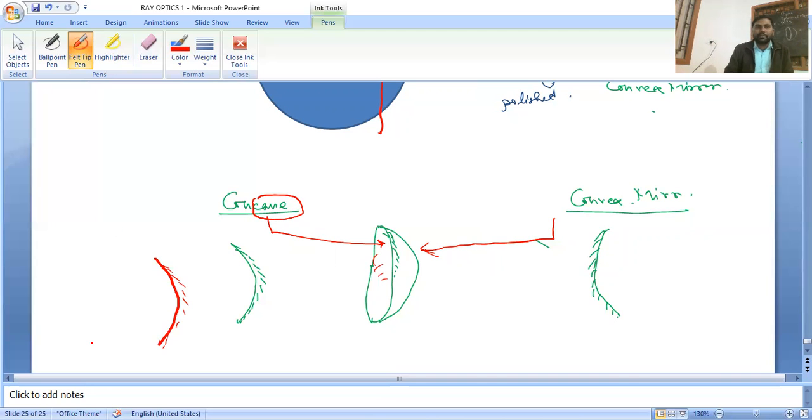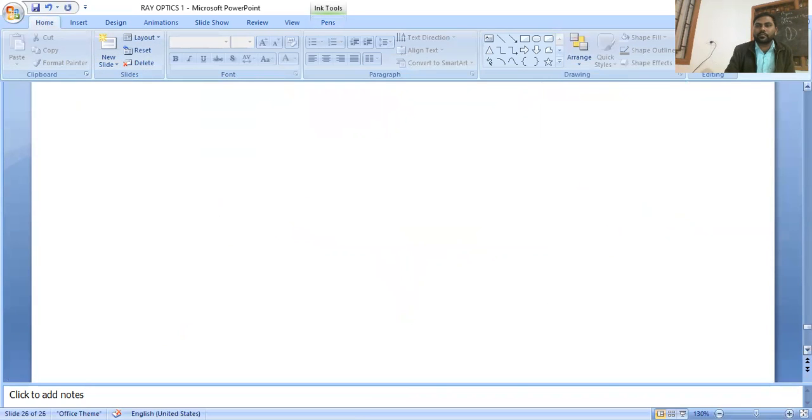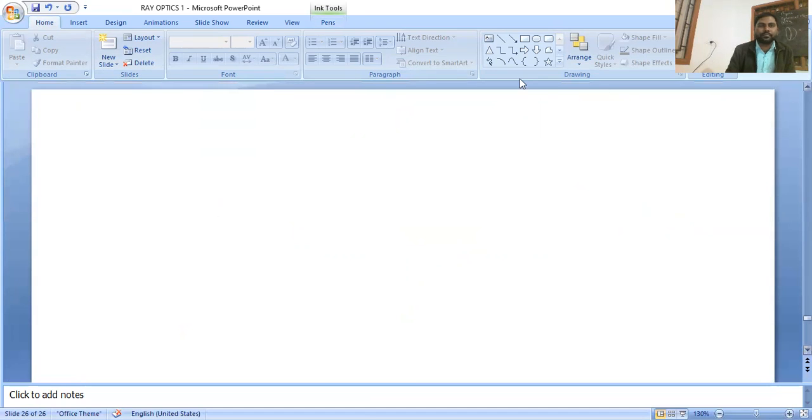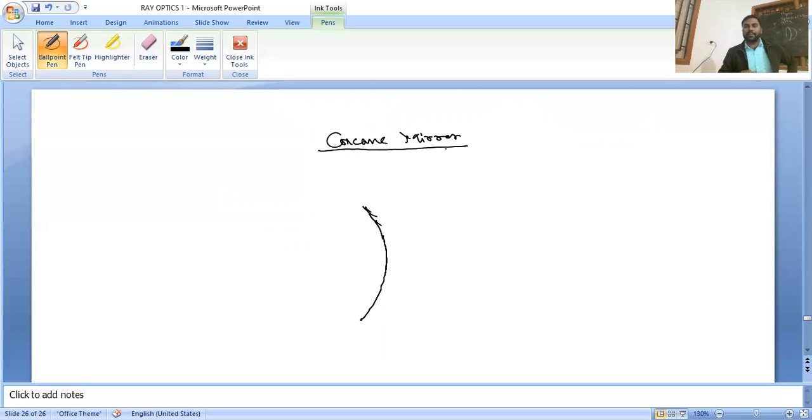So now let me discuss the other properties and nomenclatures of this mirror. Let me start with the example of a concave mirror. So what is this? This is a concave mirror. Let me take an example of a concave mirror, and make this as a mirror.